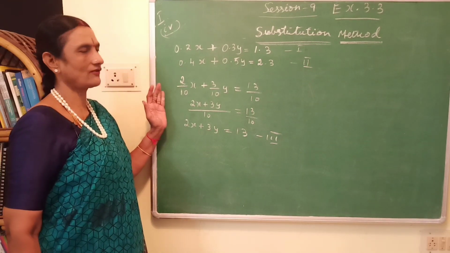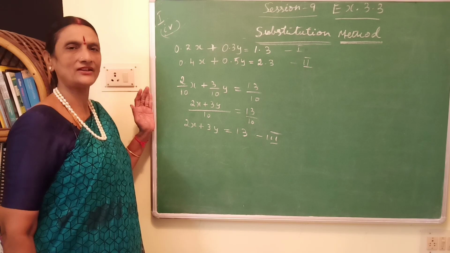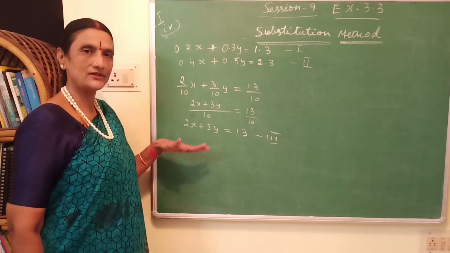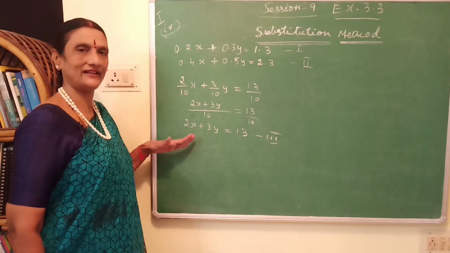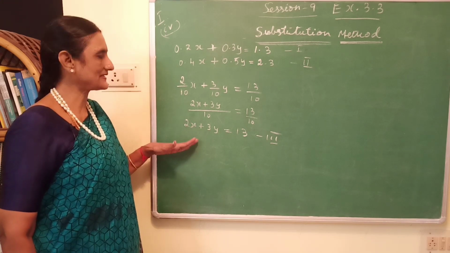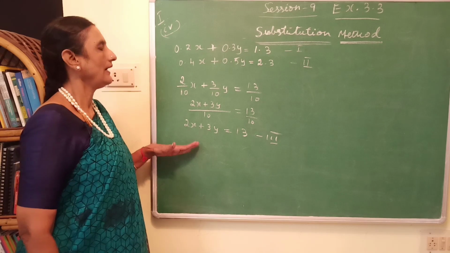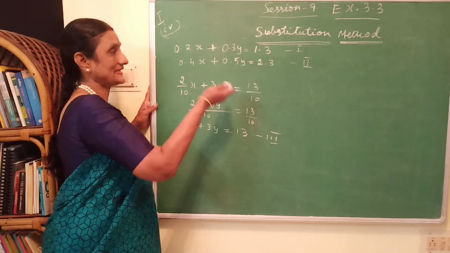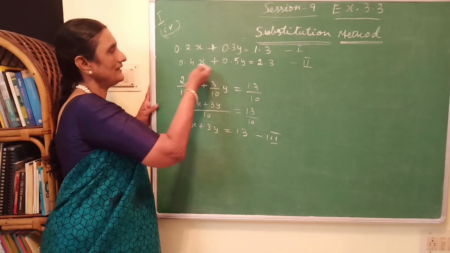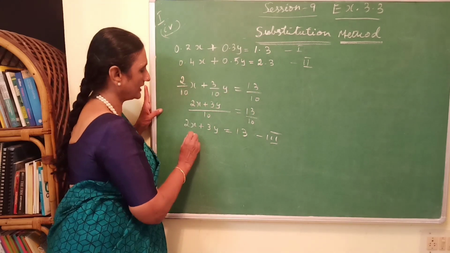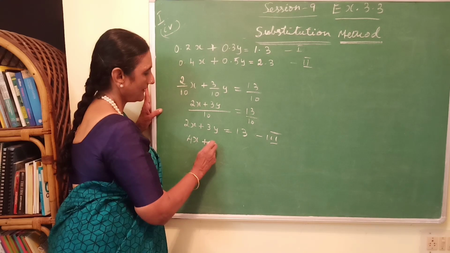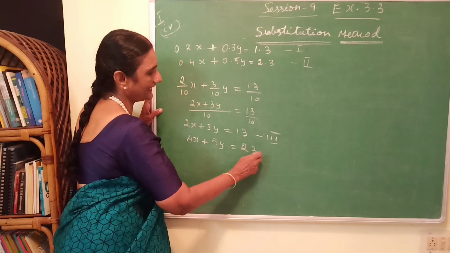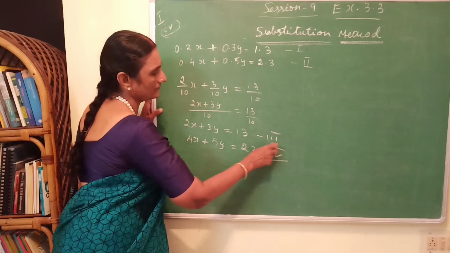Just because we have got 10 as the common denominator for both LHS and RHS, we are able to cancel it and rewrite the equation as 2x plus 3y is equal to 13. That is equation number 3. Now, applying the same principle, the second equation becomes what? 4x plus 5y is equal to 23. Let us name it as equation 4.